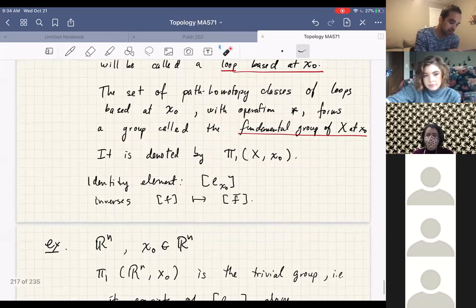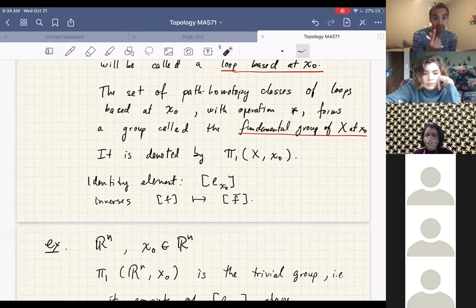Since it's a group, it has an identity element, and that identity element is the homotopy class of the constant path at the base point. And inverses are given by running a path backwards.